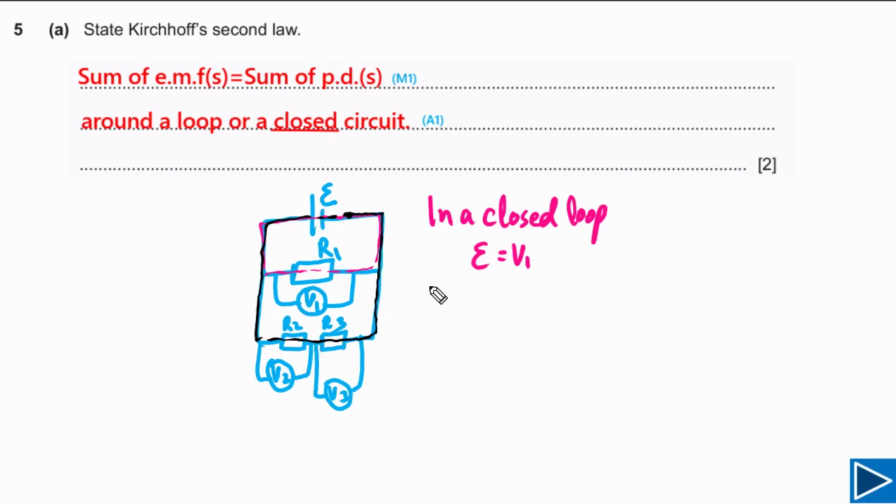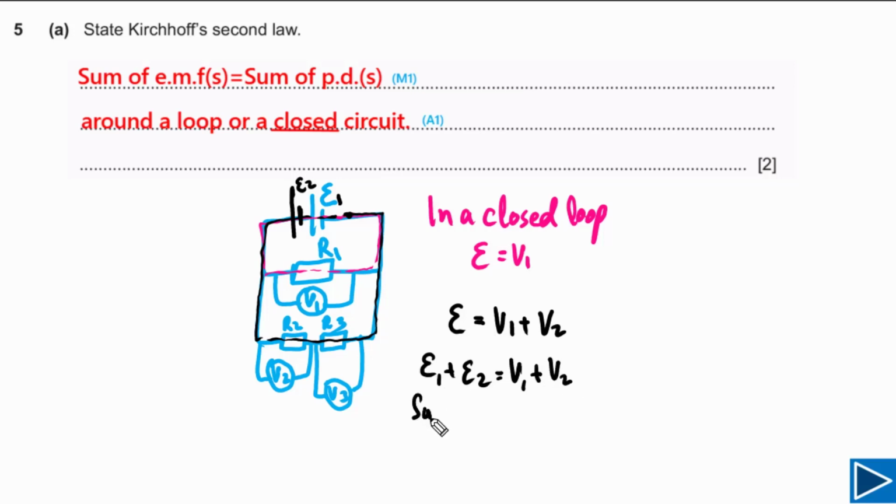Now if you look at this closed loop, we can also say that in this case EMF is equal to V1 plus V2. If we have more than one power source, then we will say E1 plus E2. Let's say we have 2 power sources. I can connect another cell here, so this is E1 and this is E2. And so the EMF of these cells is V1 plus V2. So simply we can say in any closed loop, the sum of EMFs is equal to the sum of PDs, and this is Kirchhoff's second law, and this is how you need to state it.